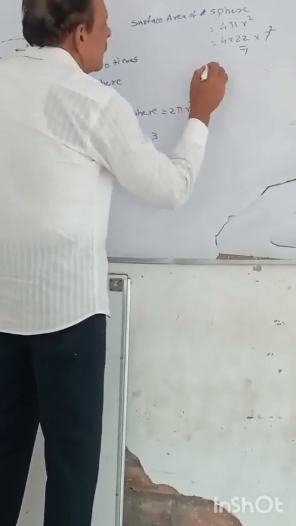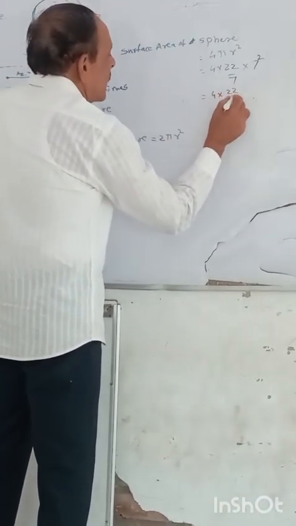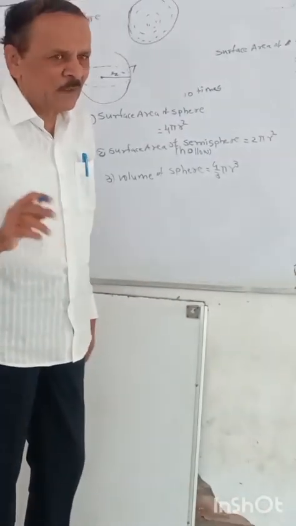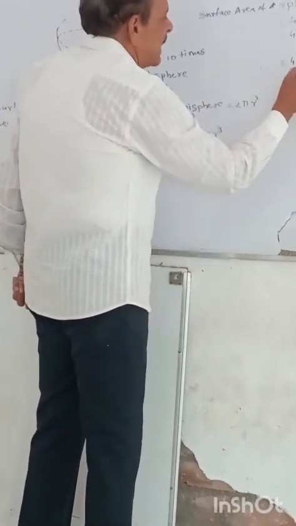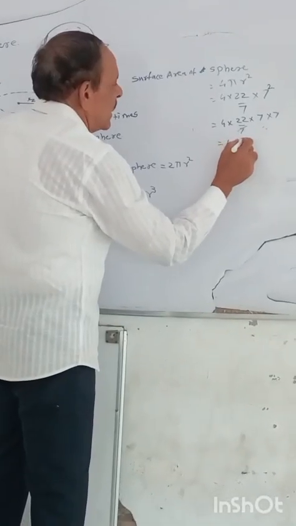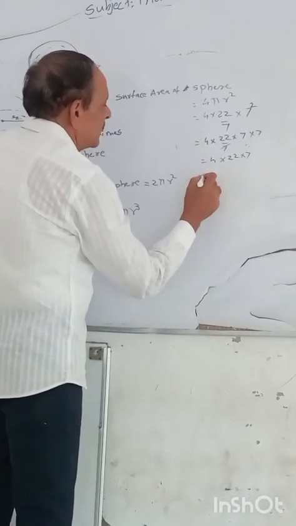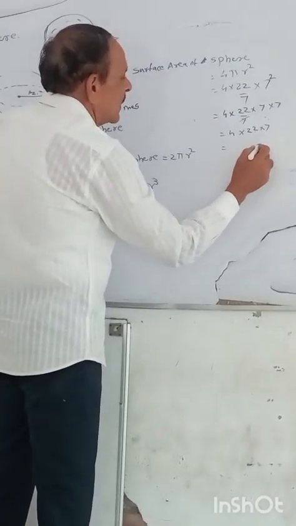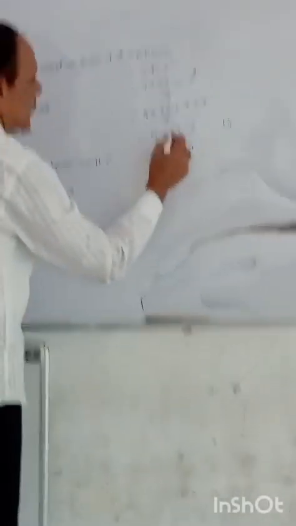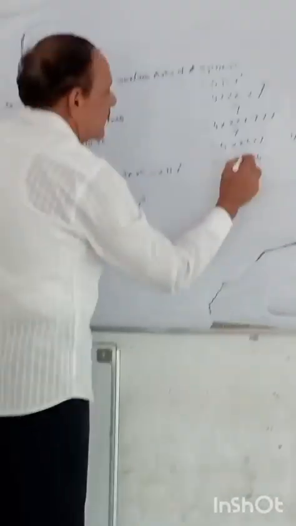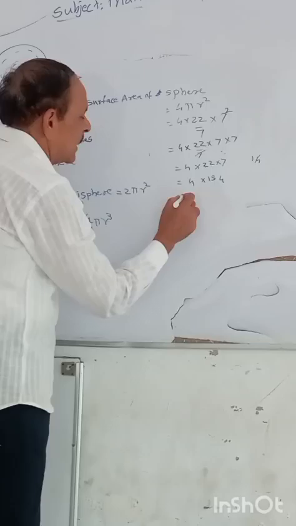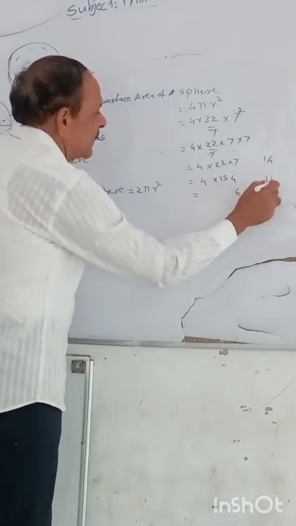So this is 4, then 22 upon 7. 7 square means 7 should be written twice. So this 7 and that 7 get cancelled. 4 into 22 upon 7: 7 twos are 14, and this one is 50. So we got 154 multiplied by 4. 4 fours are 16.